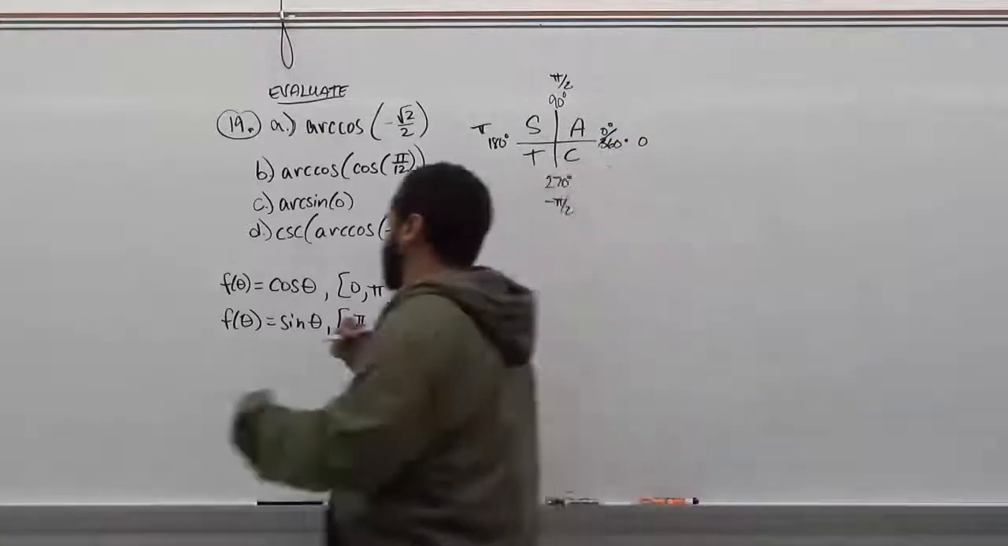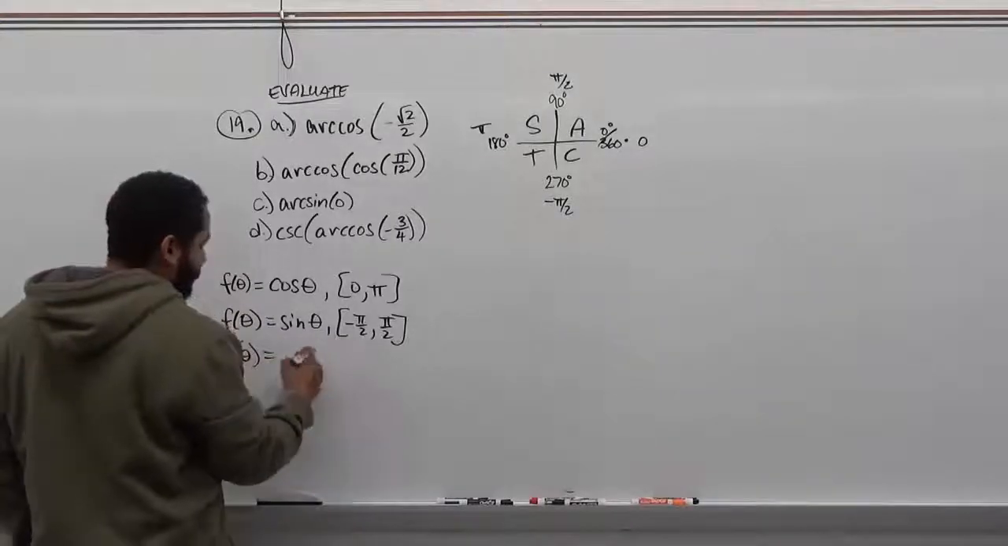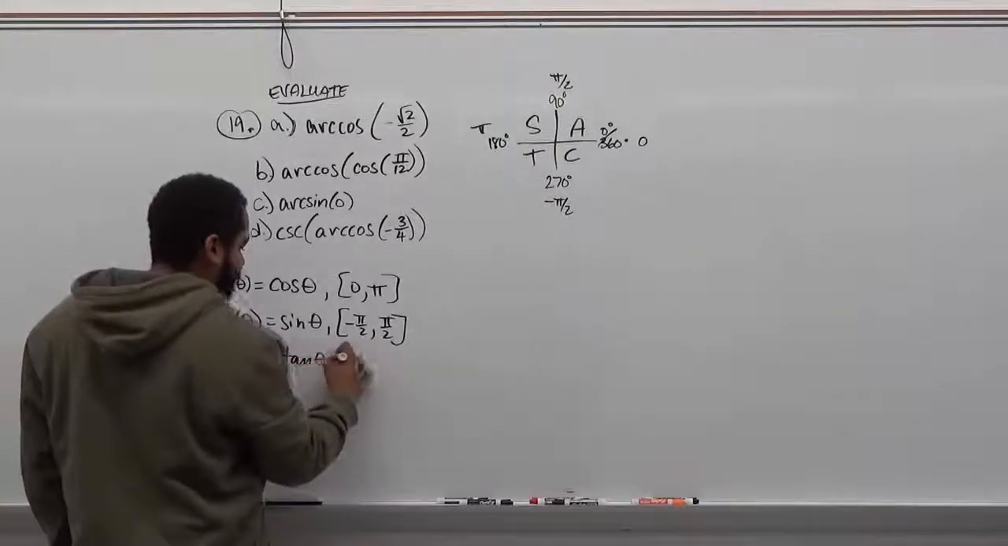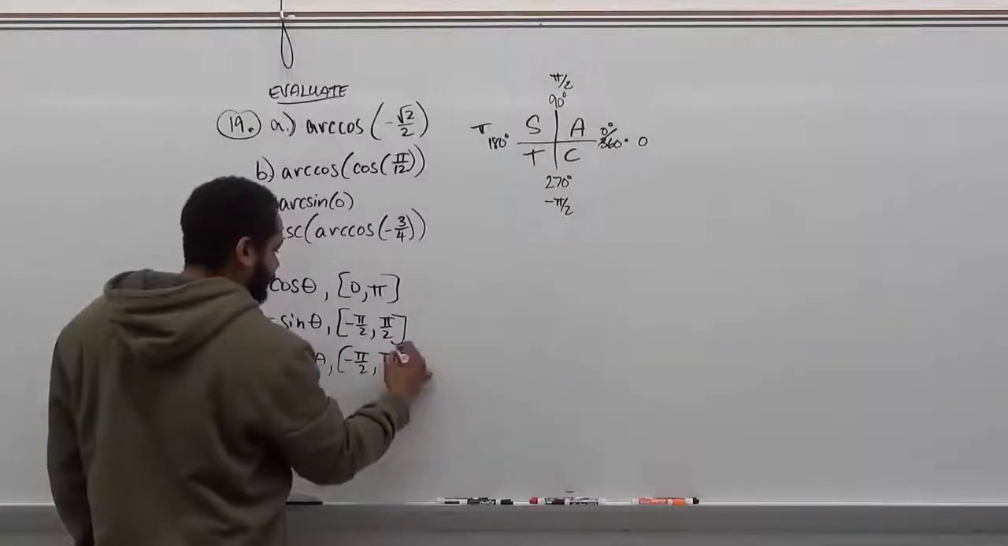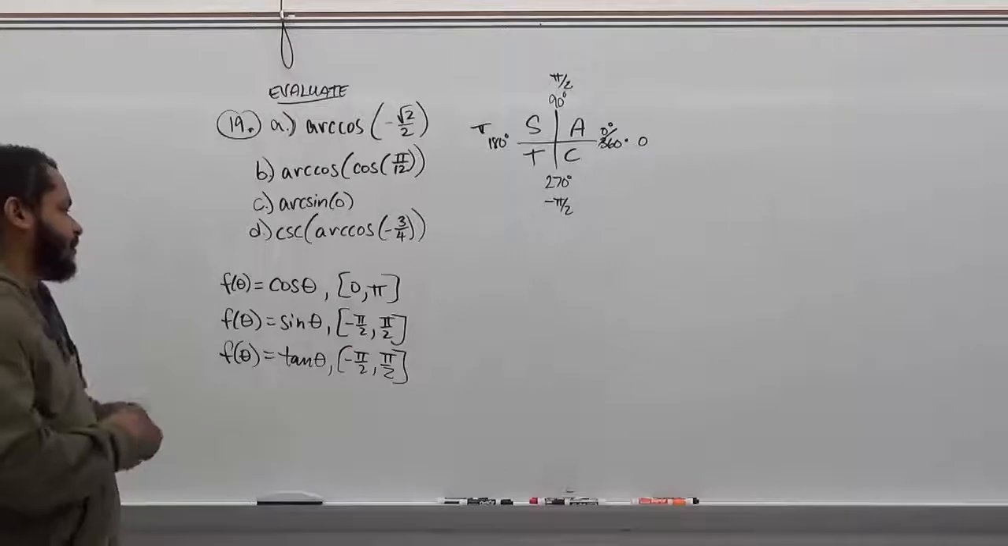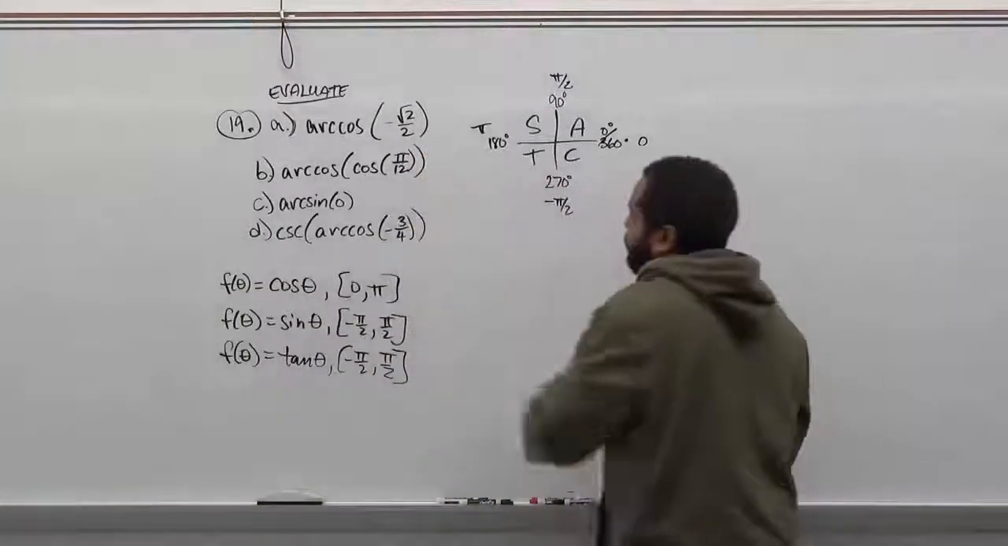As far as tangent goes, tangent only runs from negative pi over 2 to pi over 2. So it runs on the same interval as sine does. Now, when we're doing the arcs for these, we have to keep this in mind.